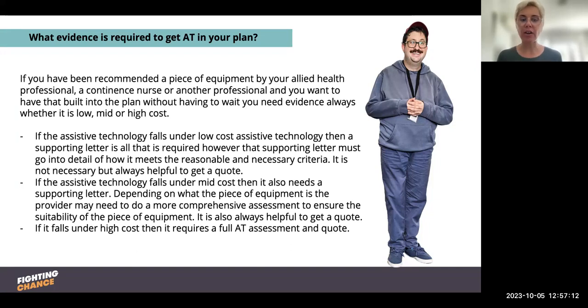If it falls under high cost, then it requires a full AT assessment and quote. And like I said, it takes quite a few months to do that. So if you need things in the interim, make sure that you specify that as well.